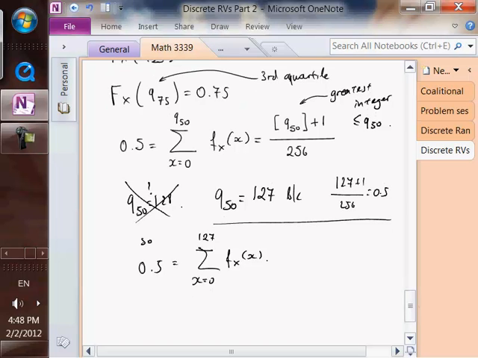Now, how many numbers are on the left? Let's see, 255 is here, and 0 is here, and here is 127. How many values of X are less than 127? You go from 0 to 126, so how many are they? 127.